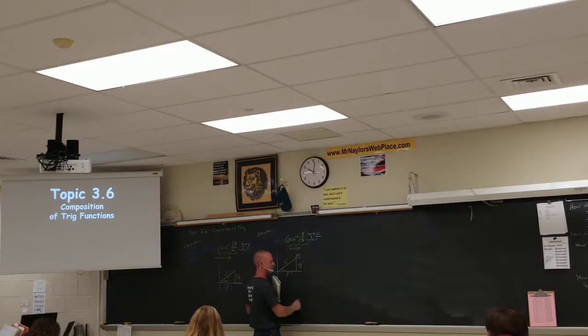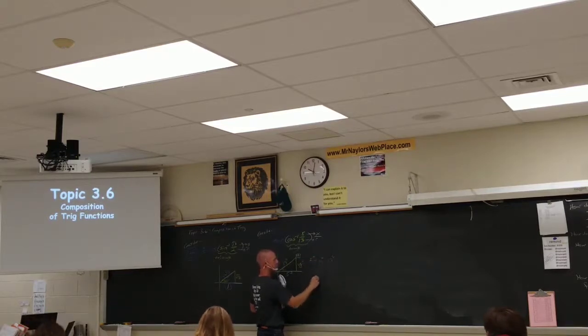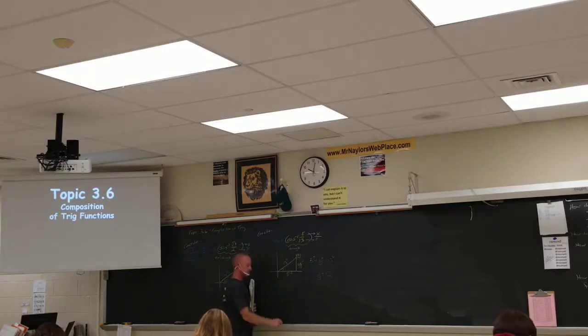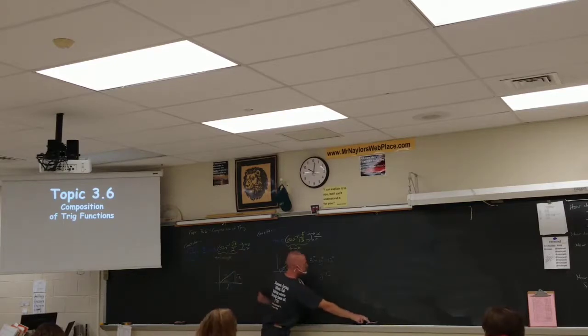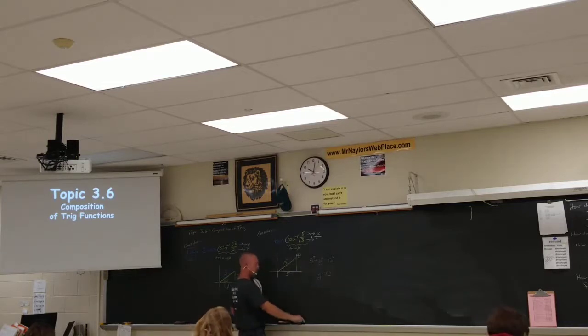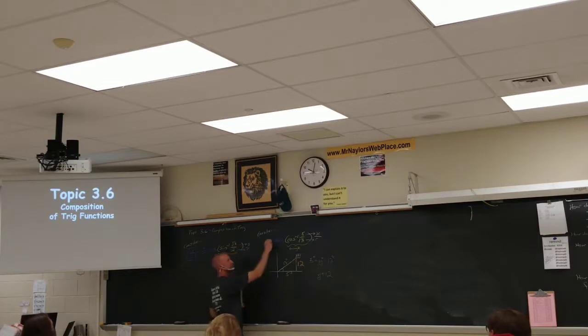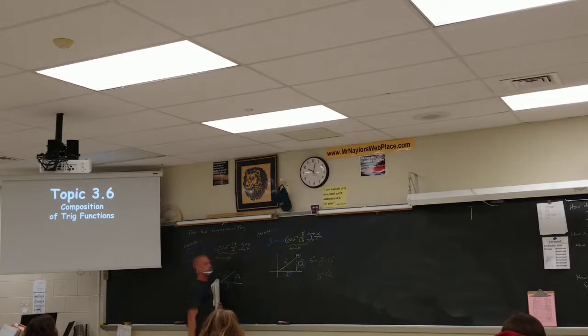So work that out. Yes, it comes out to be 12. Now, when you do a composition of trig functions, your final answer is going to be the dimensions. In this case, tangent being y over x, the dimensions of our triangle. And we end up with 12 over 5.